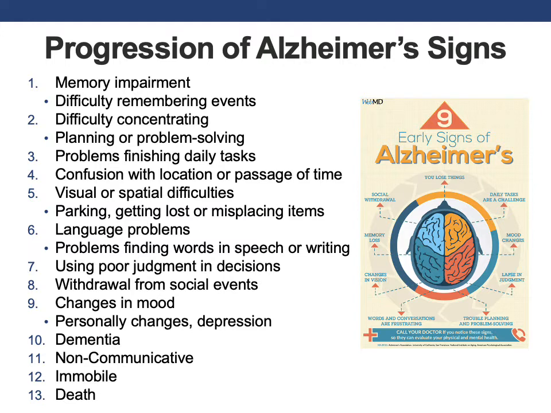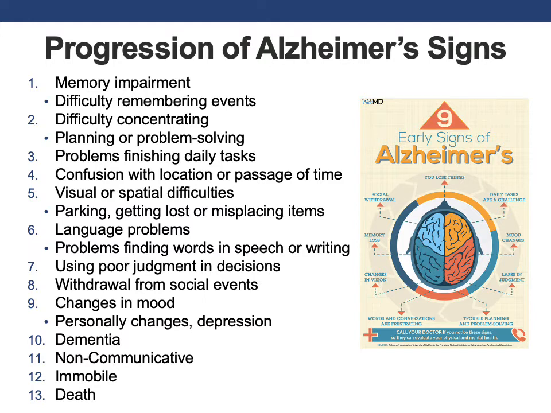Number 5, visual or spatial difficulties. Parking is a good example. Maybe for years, a person has parked in the garage and then they just can't judge getting in there, or getting lost or misplacing items. It's not so much like you forgot where you put your keys. It's maybe you put your keys in the refrigerator, or you just did something really weird with them. Or when you did find them, you look at the keys and you can't even remember what keys are for.